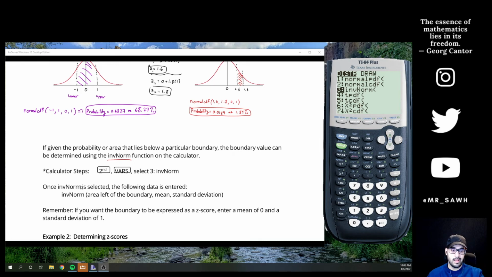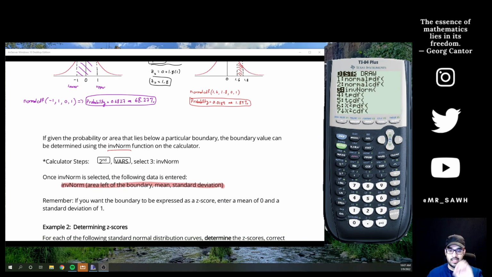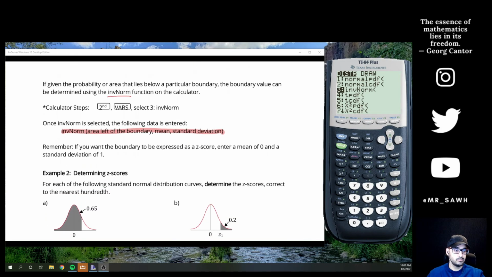Okay, and again, it's going to ask you for some specific numbers to get put in. And this time you only need 3 values, right? The area that's to the left of the boundary, that's key. Has to be the area on the left side. And then the mean and the standard deviation, right? That really is all I need. Now, if you want the boundary expressed as a z-score, enter the average as 0, the standard deviation as 1. If you don't enter those and you enter in specific contextual things, the value you get out of it will be a specific value relating to the question. It won't be a z-score anymore. Okay.